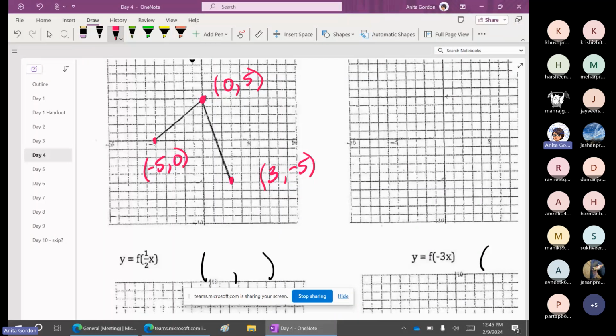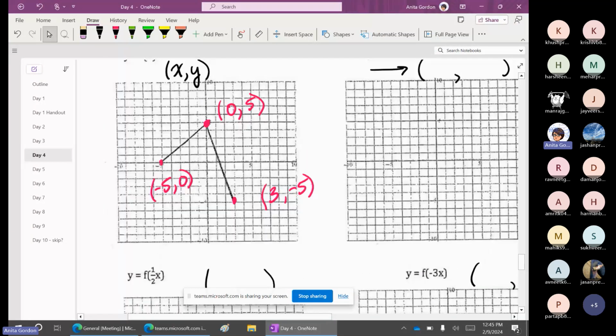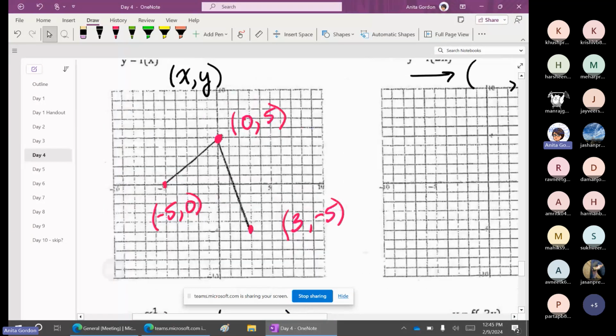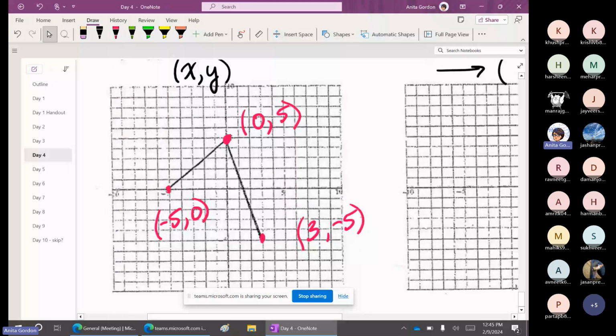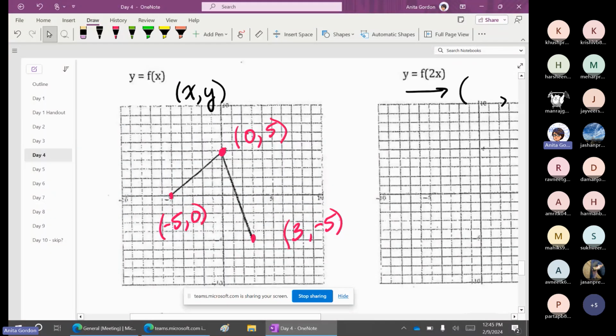Okay, once you have your mapped coordinates, I have just written down what the original coordinates are. I want you to go ahead and draw what the other 3 graphs should look like based on your mapped coordinates. Take a minute.